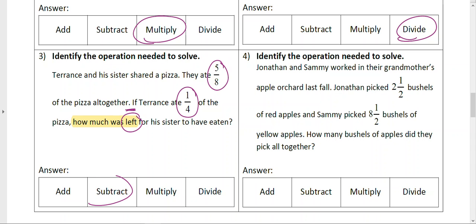And that's your keyword. Number 4, Jonathan and Sammy worked at their grandmother's apple orchard last fall. Jonathan picked 2.5 bushels of red apples and Sammy picked 8 1/2 bushels of yellow apples. How many bushels of apples did they pick all together? Your keyword for that one is pick all together. And that's telling me that it is an addition problem, so I'm going to add.